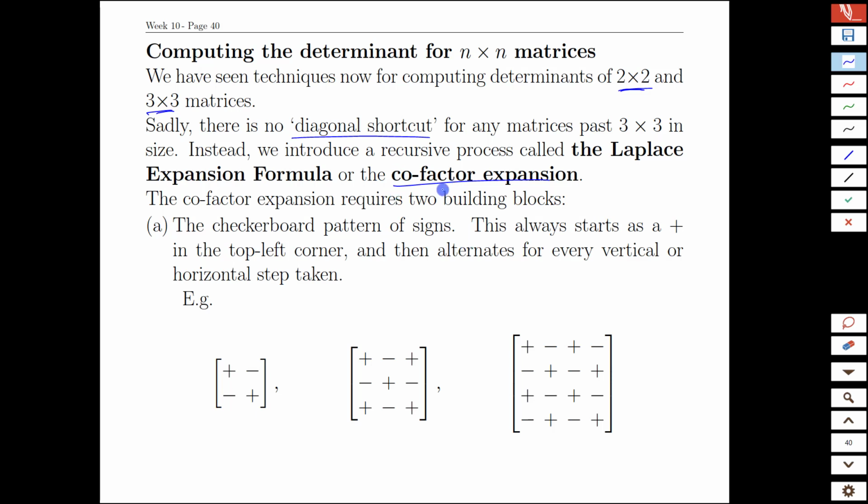So the cofactor expansion requires two building blocks: a checkerboard pattern of signs. Whatever matrix size you're working with, 2 by 2, 3 by 3, 4 by 4, 5 by 5, whatever, imagine a plus sign in the top left corner, and then every other location in your matrix is associated with a minus or a plus in alternating sign as you move right or down. Now, if you remember back to the 2 by 2 and 3 by 3, remember there was this plus and minus kind of structure. This is how this plays out in the larger 4 by 4 and larger matrices. We're going to need that as a building block.